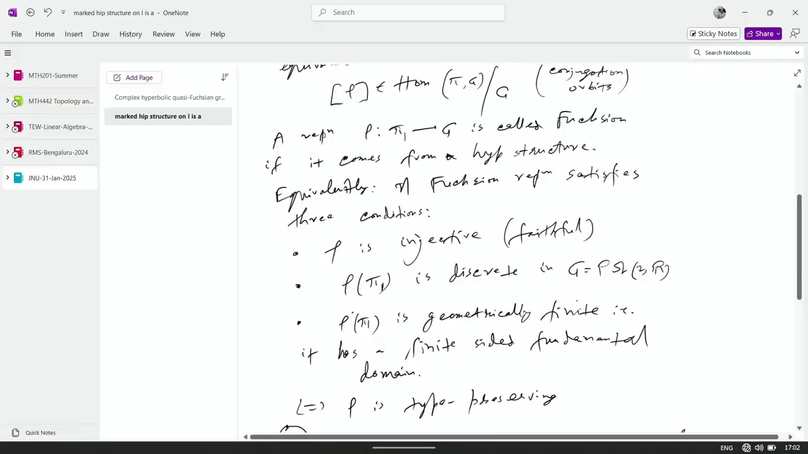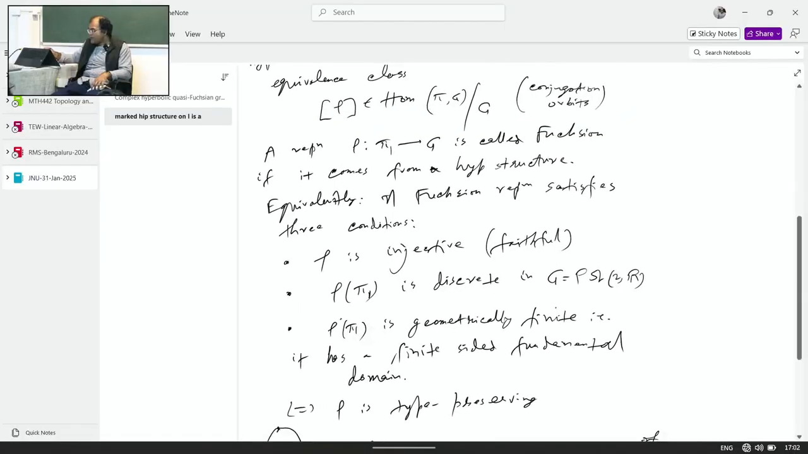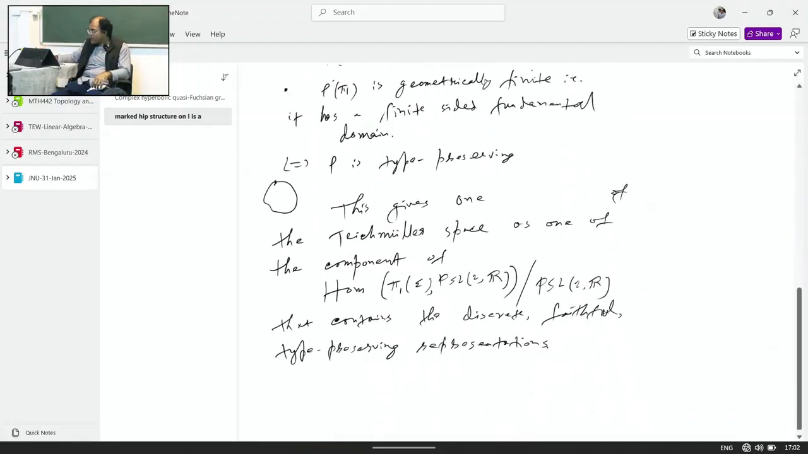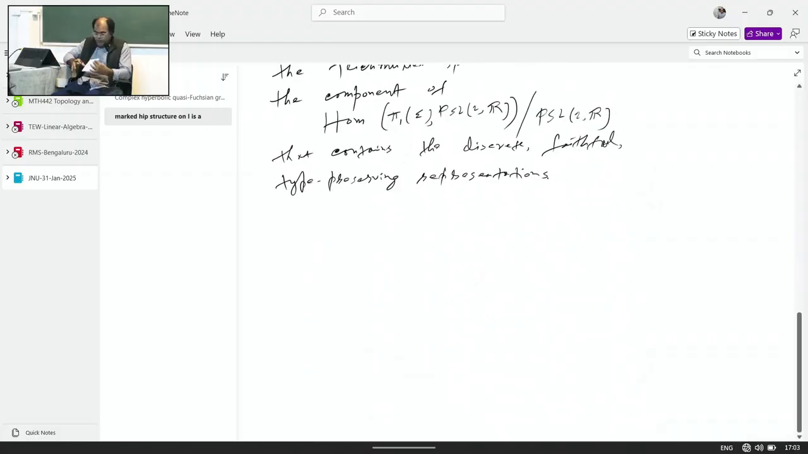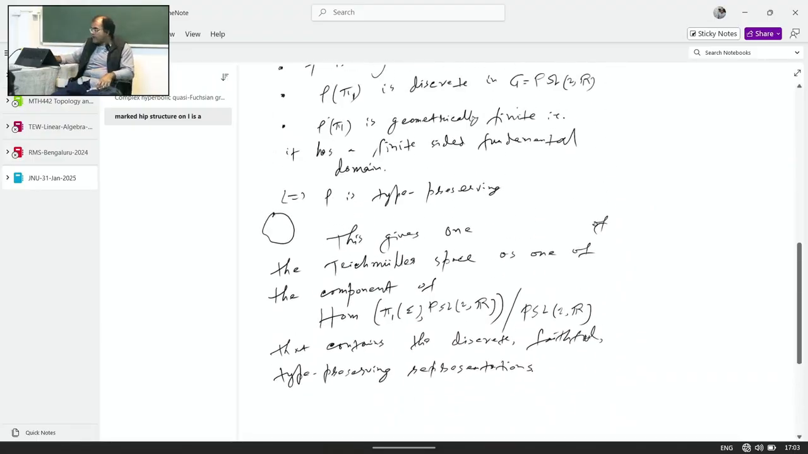Now the correspondence between Fuchsian representations and hyperbolic structures, etc., follows from the classical work of Fricke, Klein, and Andre Weil. So yeah, Kleinian groups.